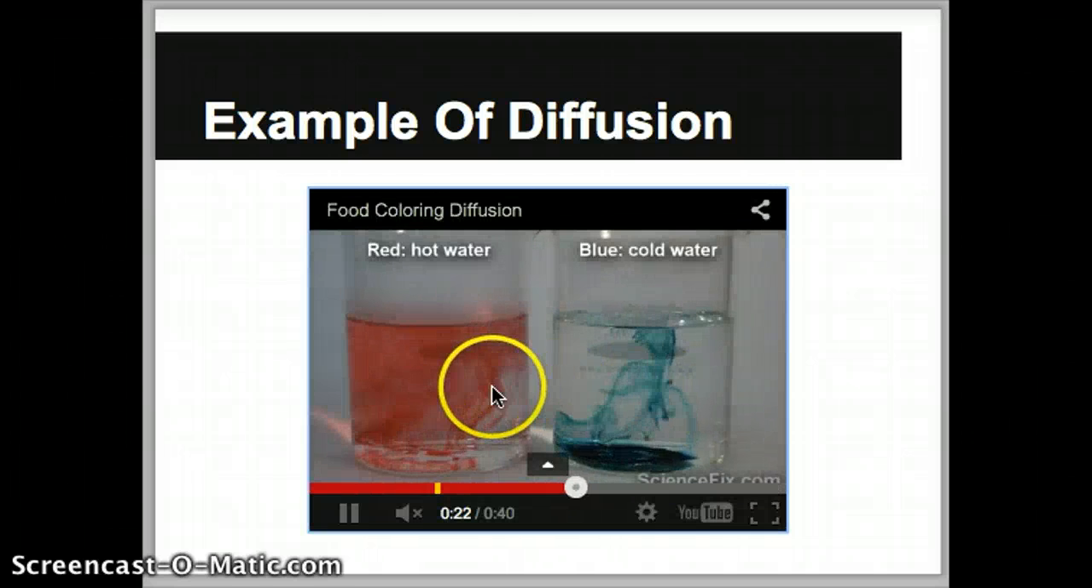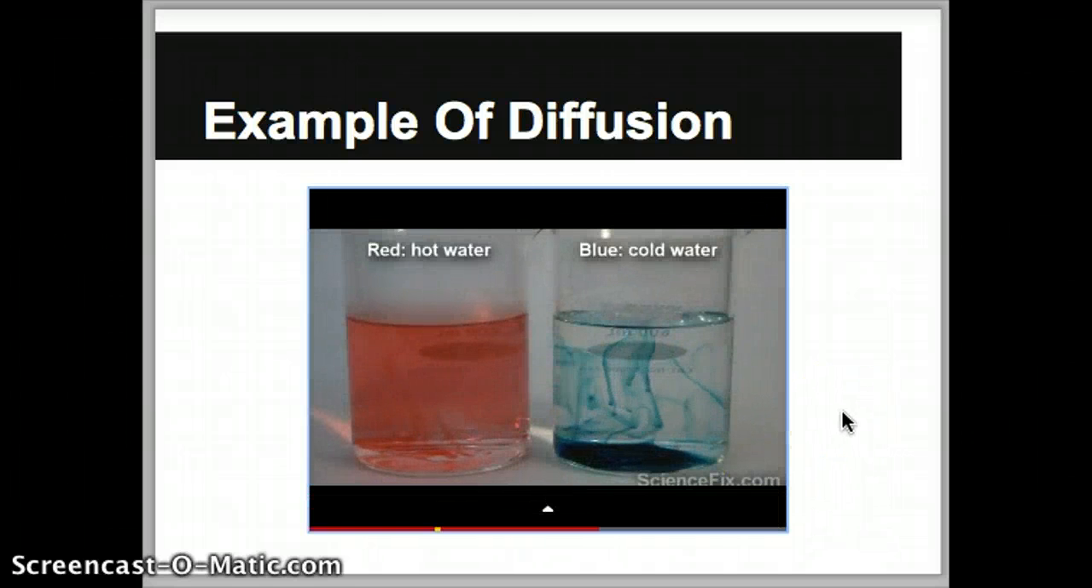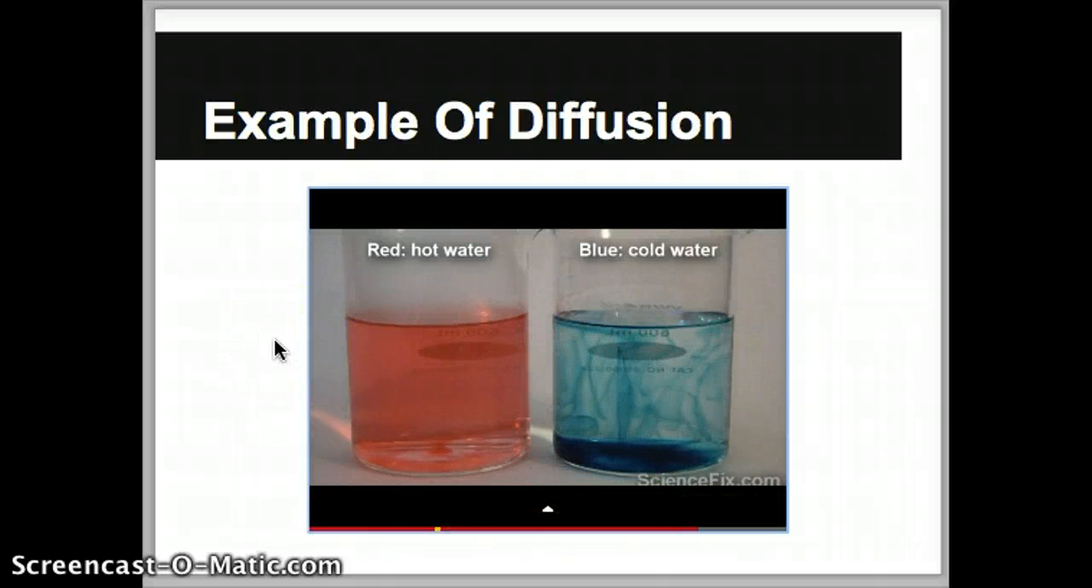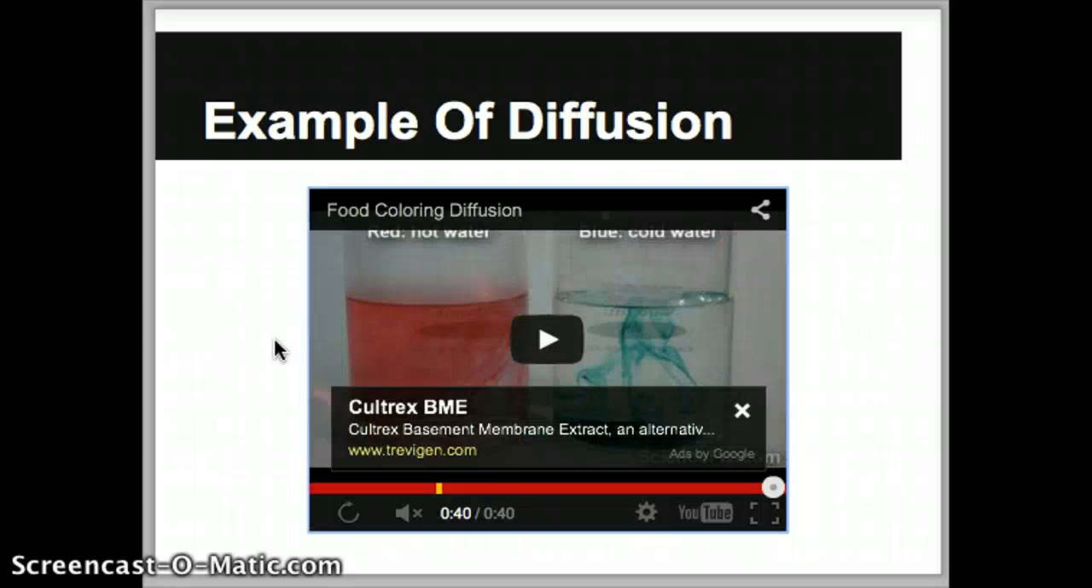And now here you can notice the one on the left hand side dissolved or filled the container much more quickly, and that's because in the hot water the particles have a higher level of kinetic energy. More kinetic energy means a quicker rate of diffusion, whereas in the cold water on the right, there is a slower rate of diffusion.